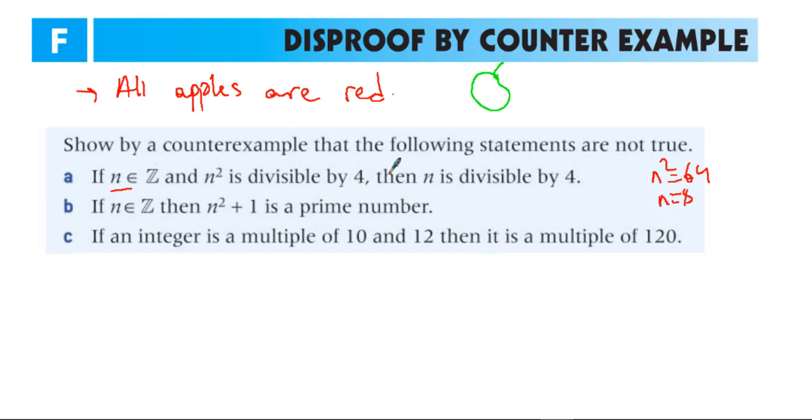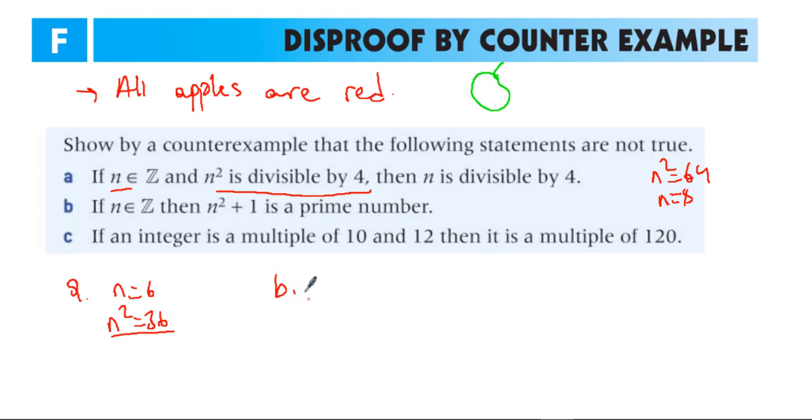But if I take another integer, let's say n equals 6, here n squared is 36. Yes, it's divisible by 4, but 6 is not divisible by 8. So if this part is divisible by 4, yes, correct, but n is not divisible by 8. So this statement is incorrect. Here I brought one counterexample to disprove this statement.